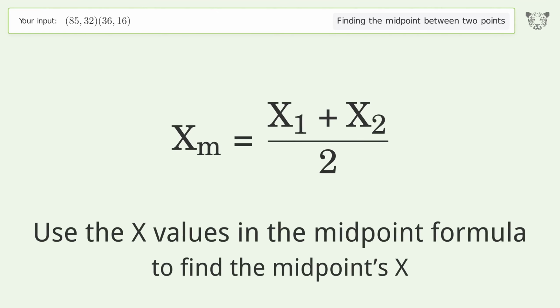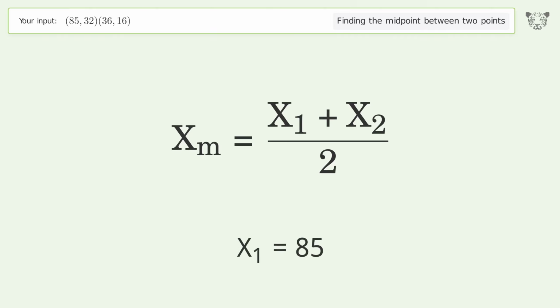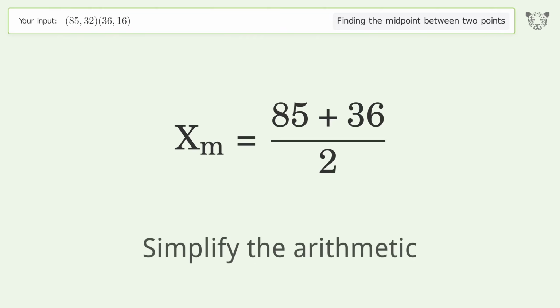Use the x values in the midpoint formula to find the midpoint's x. x1 equals 85. x2 equals 36. Simplify the arithmetic.